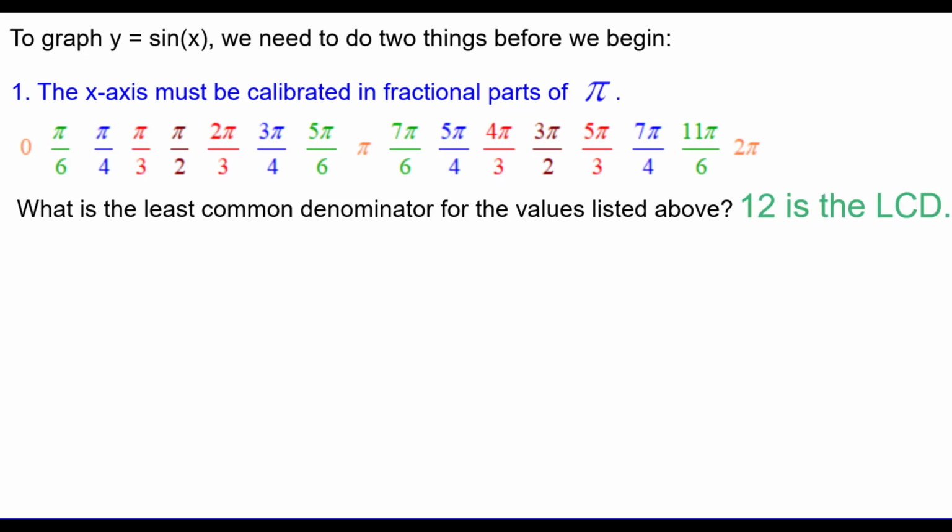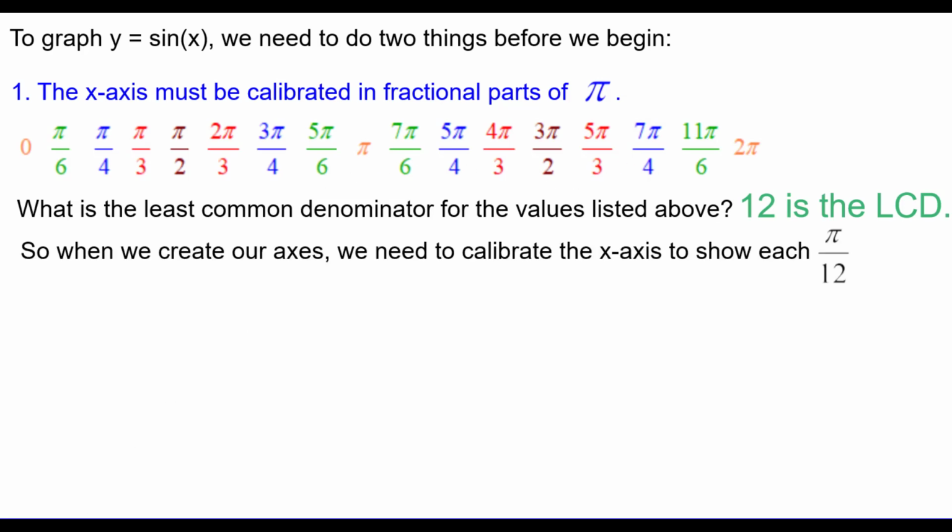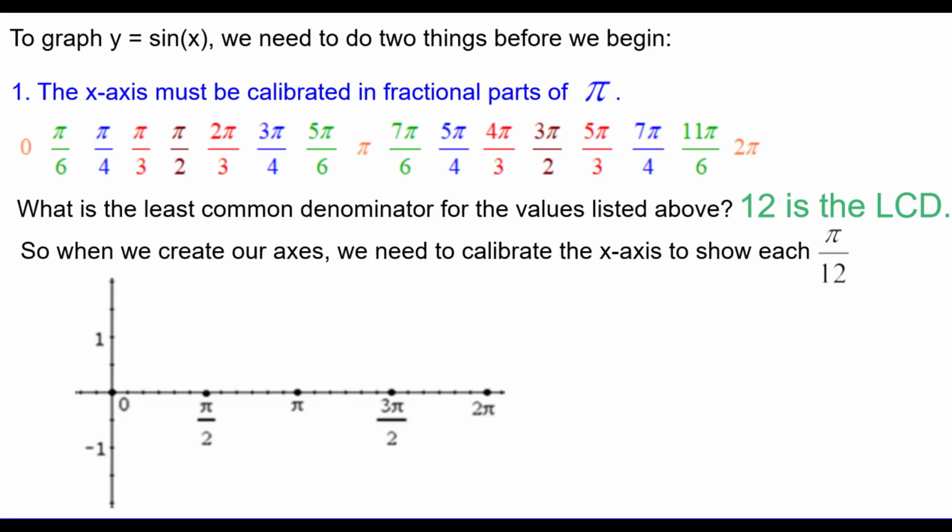So the least common denominator is 12 for these numbers here. So when we create our axis, we need to calibrate the x-axis to show every pi over 12 unit. So in this case, this would be 1 pi over 12, then 2 twelfths, 3 twelfths, 4 twelfths, 5 twelfths, 6 twelfths simplifies to pi over 2, and so on.